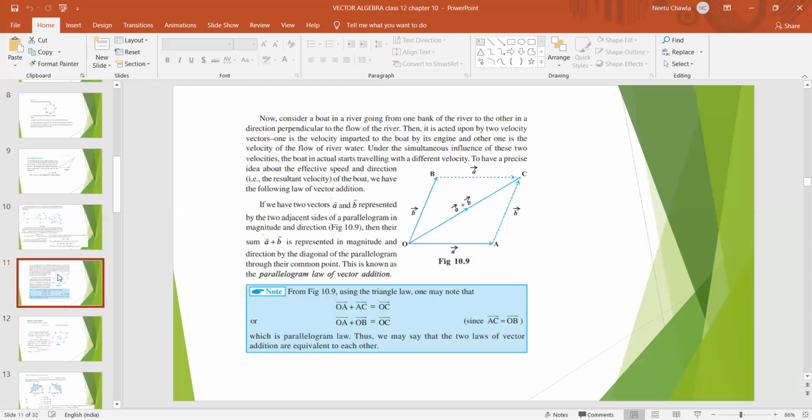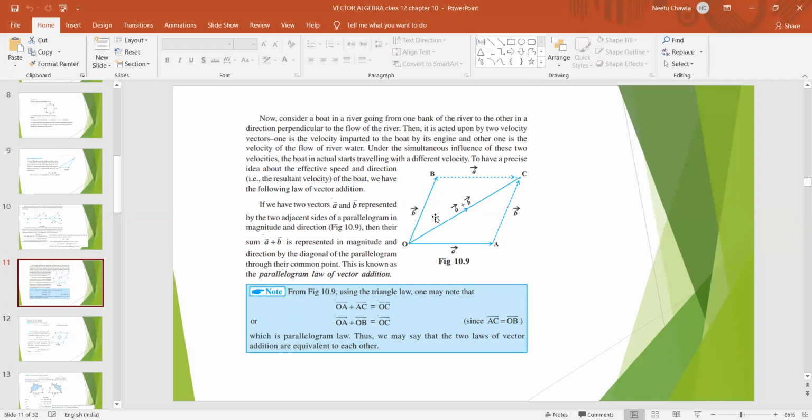Now we'll move to the next law, which is known as the parallelogram law of vector addition. See here, it is being shown. Consider a boat in a river going from one bank of the river to the other in the direction perpendicular to the flow of the river. Then it is acted upon by two velocities. One is the velocity imparted to the boat by its engine, and the other one is the velocity of the river flow. Under the simultaneous influence of these two velocities, the boat actually starts traveling with a different velocity.